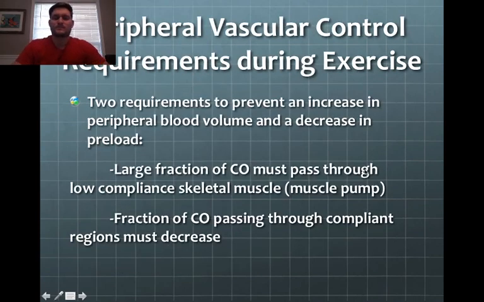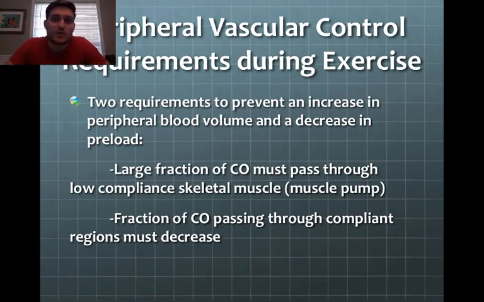So again, this points to a main point here: two requirements are necessary to keep up our cardiac output and our cardiovascular response during physical activity. Requirement number one is that a large fraction of cardiac output must pass through low compliant skeletal muscle, right? And then the fraction of cardiac output passing through the compliant regions must decrease. So we need to have a little bit going through these highly compliant regions, which are going to hold on to blood, and most of the cardiac output going through the skeletal muscle.